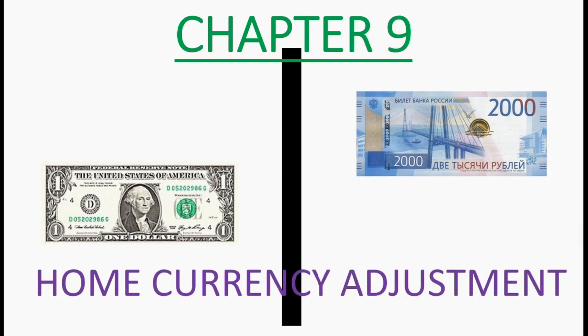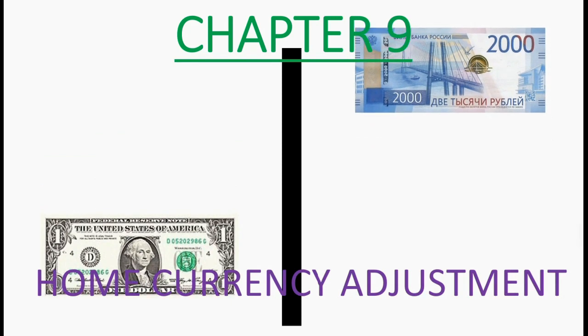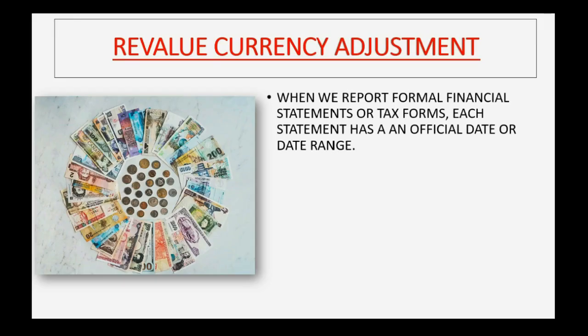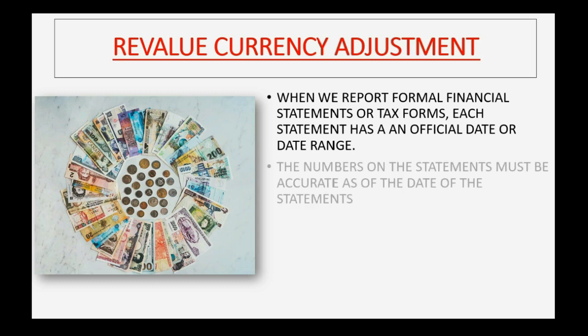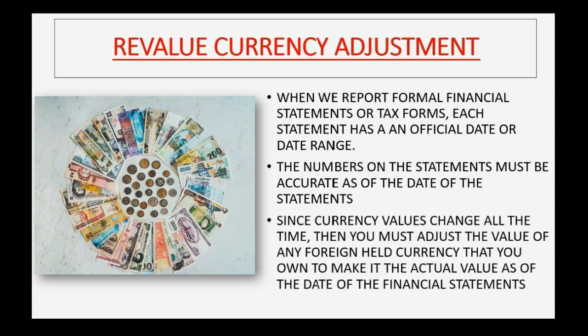Chapter 9. Making a Home Currency Adjustment. When we report formal financial statements or tax forms, each statement has an official date or date range. The numbers on the statements must be accurate as of the date of the statements. Since currency values change all the time, then you must adjust the value of any foreign-held currency that you own to make it actual value as of the date of the financial statements.